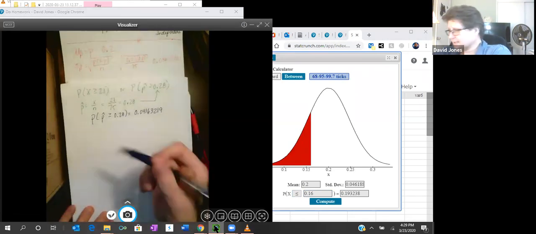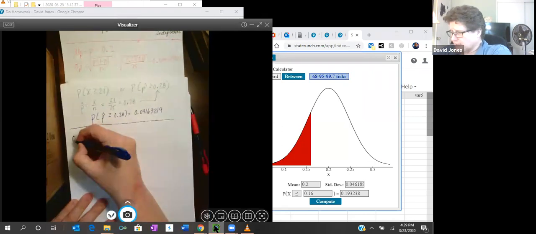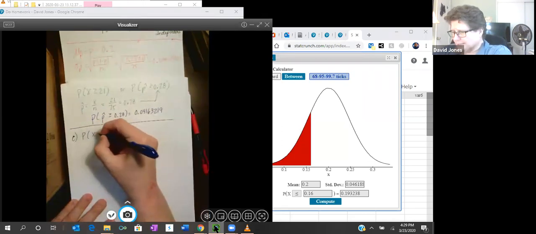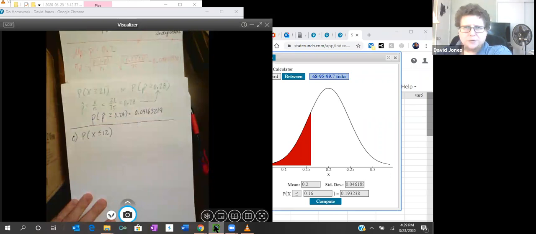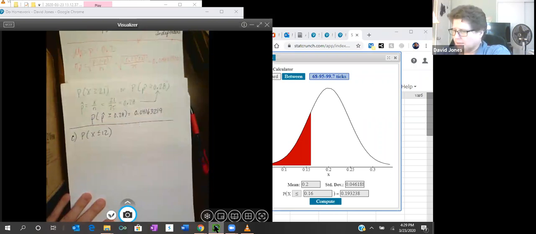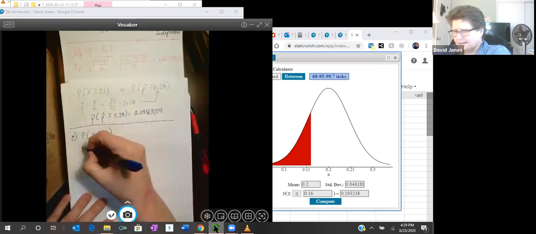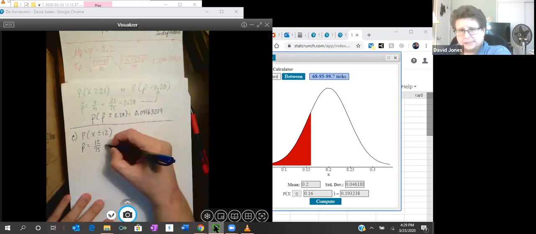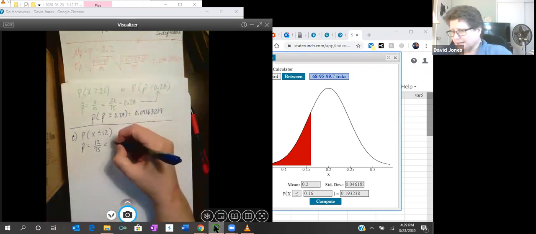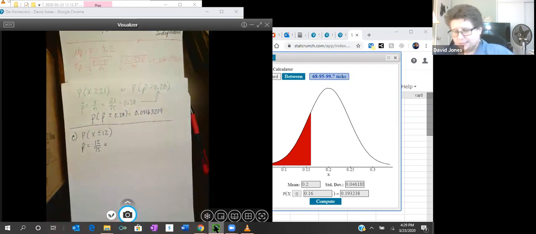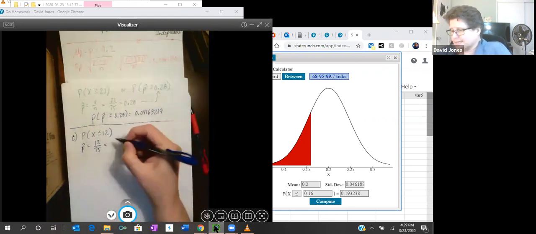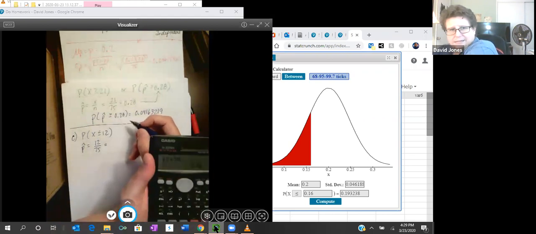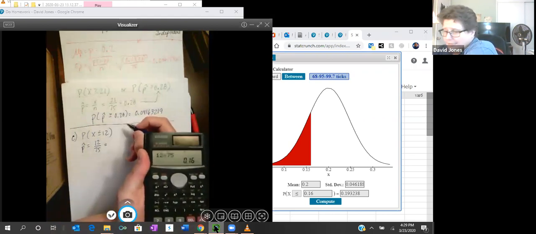Part C said probability that x was less than or equal to 12. Fewer than is less than. And how did they come up with the 16? They took that 12 and put it over 75, the n. And 12 divided by 75 should give us 0.16. It does indeed. 0.16.